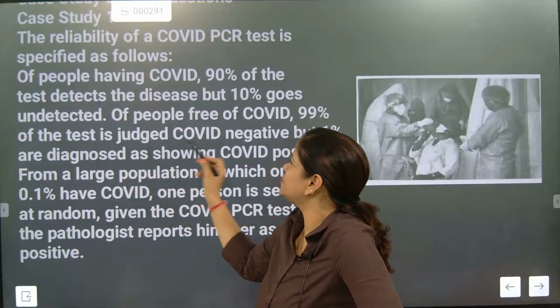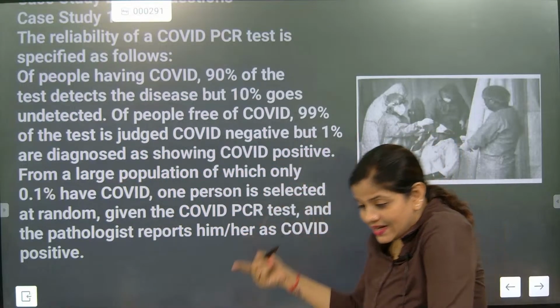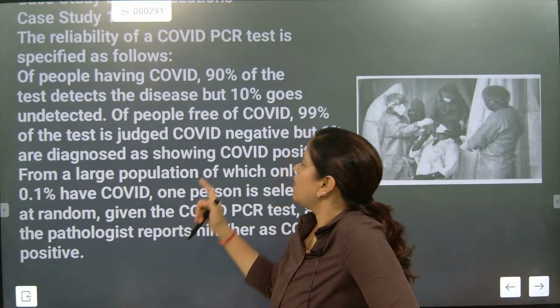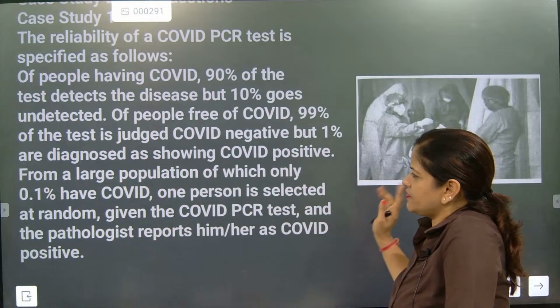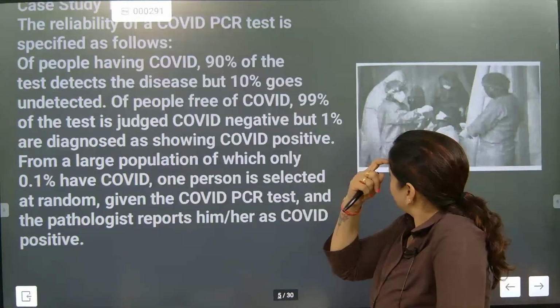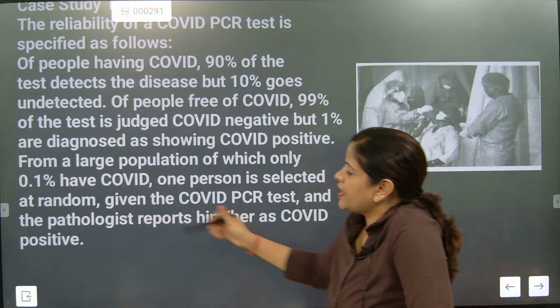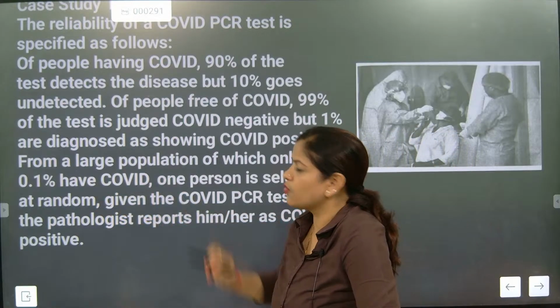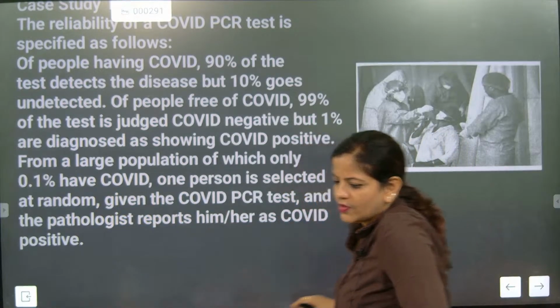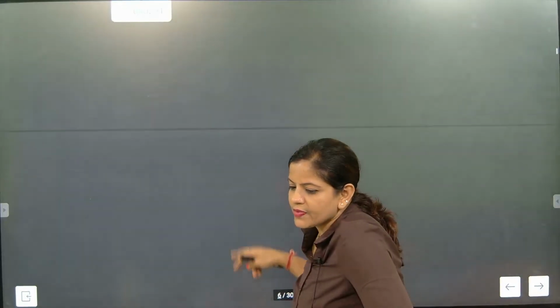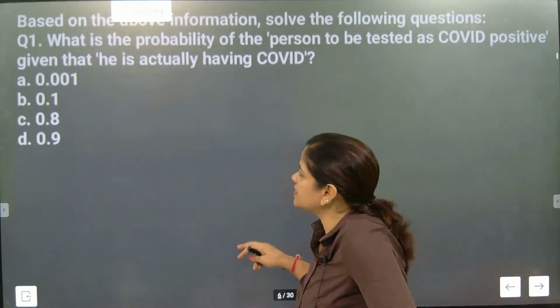99% of the tests are COVID negative, 1% COVID positive. Okay? But 1% diagnosed showing COVID positive. Now 0.1% have COVID. That's it. 0.1% is having COVID.